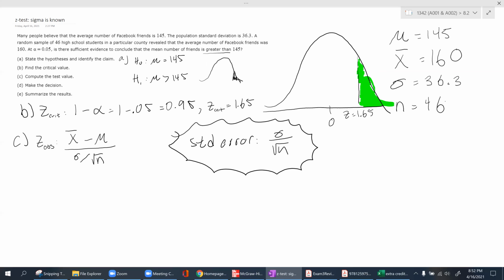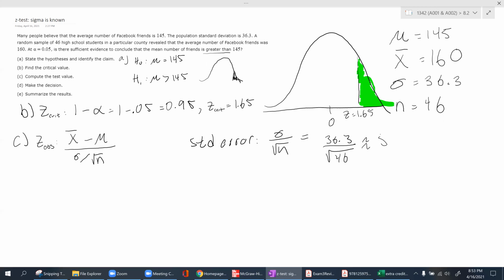46, very nice. So to find my standard error, this would be 36.3 divided by the square root of 46. Let's see what that gives me. I got 5 point something. Let's do intermediate steps to 4 decimal places: 5.3521.